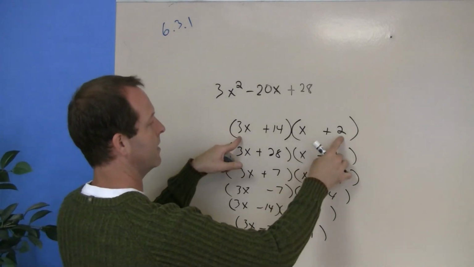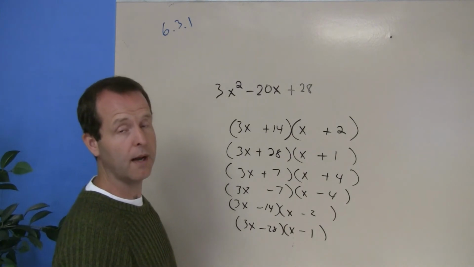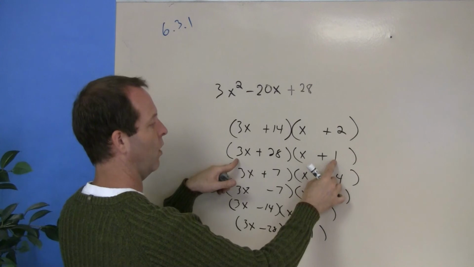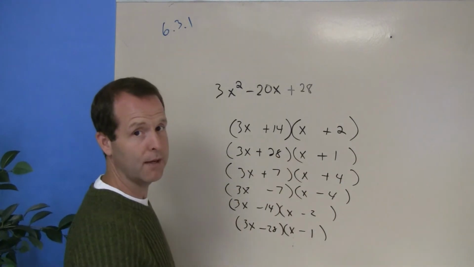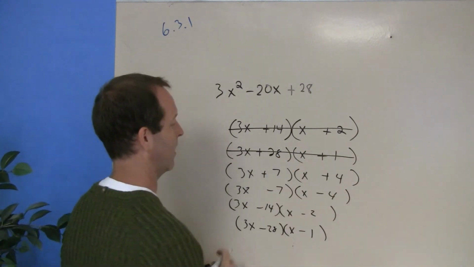So the first one is a 6 plus a 14. Gives me a plus 20, but I'm looking for a negative 20. The second one is a 3 times a 1, 3 plus a 28, gives me a 31. So I know that this one's not right, that one's not right.